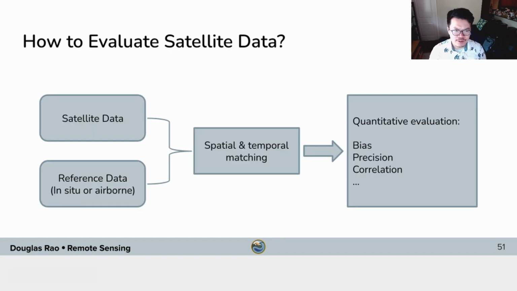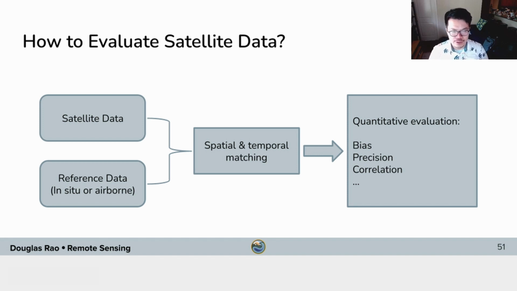As shown in the figure before, satellite data evaluation often requires the matching between satellite data and reference data, both spatially and temporally. The matching is trying to make sure that they are measuring the same target at a similar time, without much difference occurring during those observation times. The matched-up data between the satellites and the reference data can then be used to form a quantitative evaluation, to calculate such things as the bias of the satellite data and how it compares to the reference data, the precision of the measurements from the satellites, and the correlation between satellite and reference data.